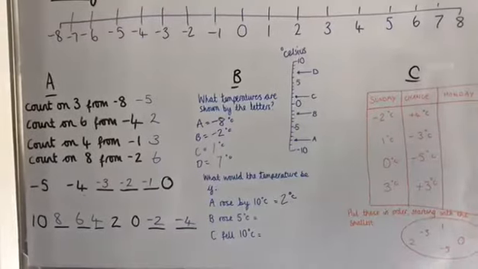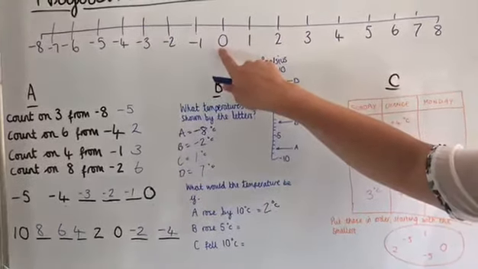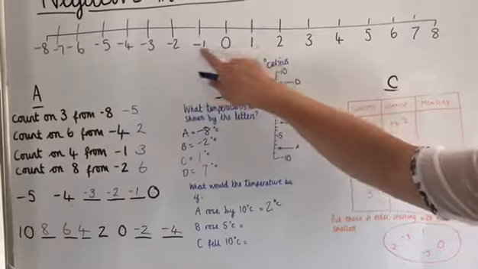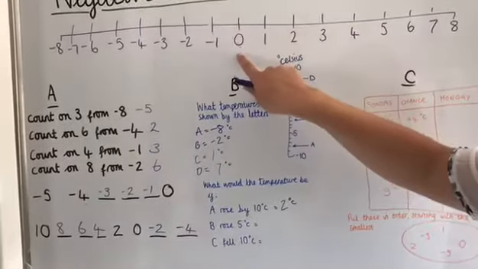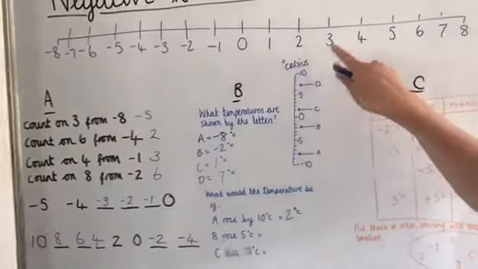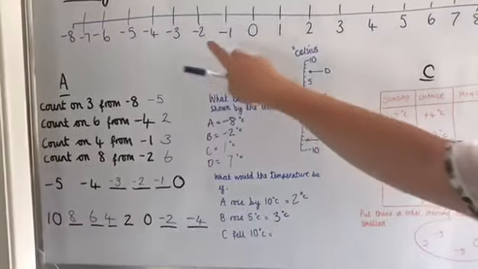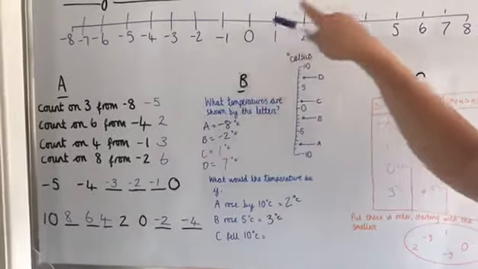Okay, let's have a look. So we're on minus 2. I'm going to do this slightly differently. I'm going to use this 0 as kind of a halfway point. So I know that 2 is going to take me to 0, and then 3 more gets me to 3 degrees Celsius. So I've kind of used 0 to get me halfway and then carried on.